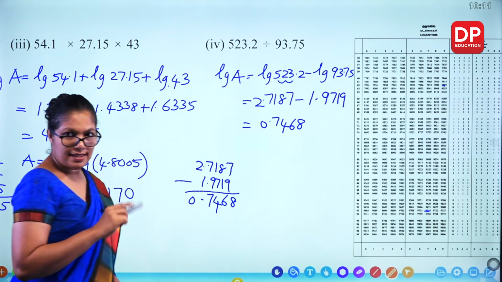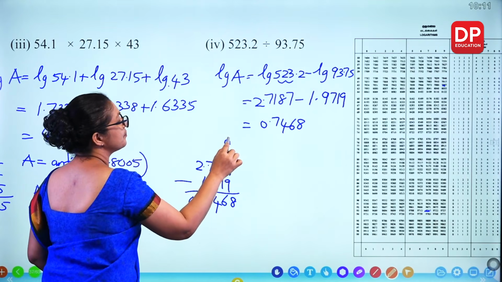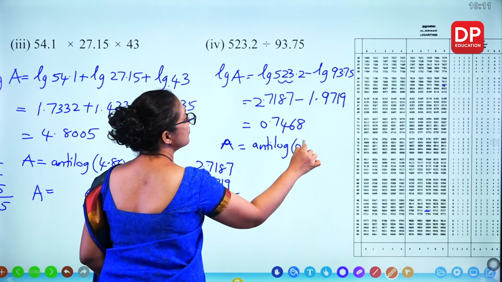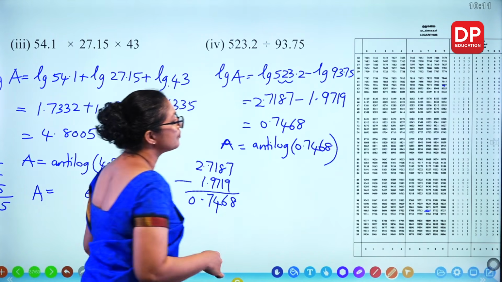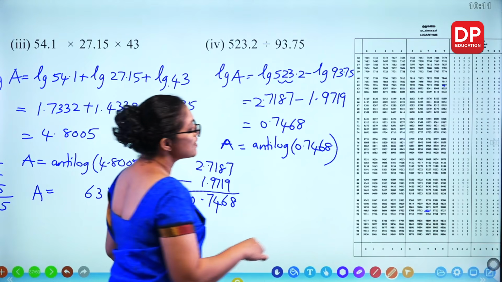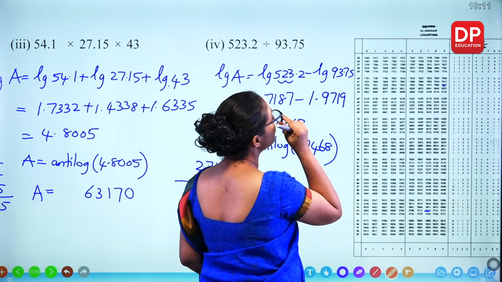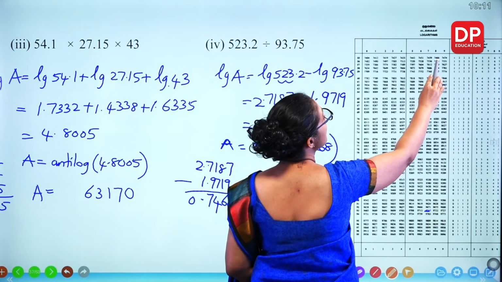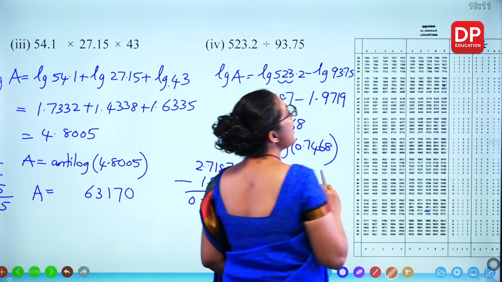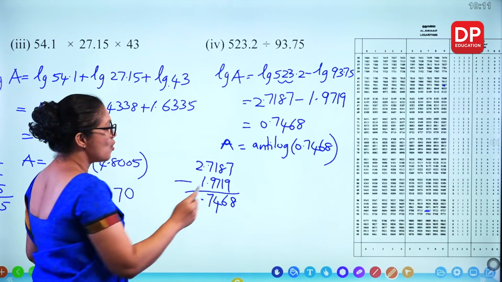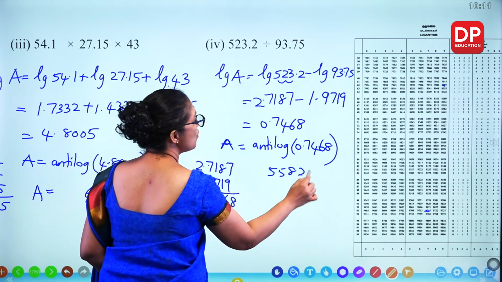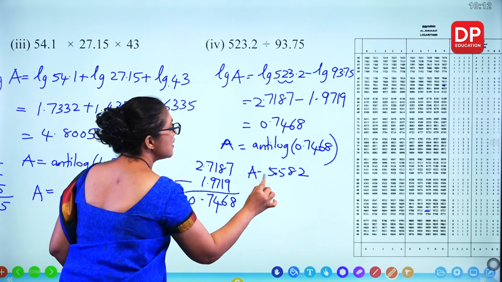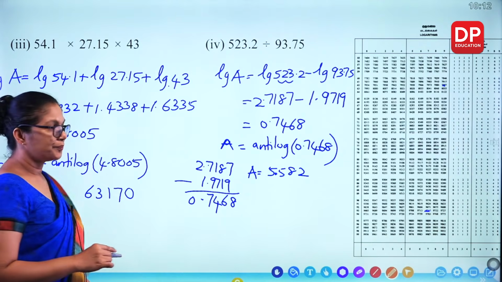0.7468. Antilog value of that is 7468. Look at the table. 6 is there, so you need another 2. 5582. The characteristic is 0. Answer is 5.5582. Next one.